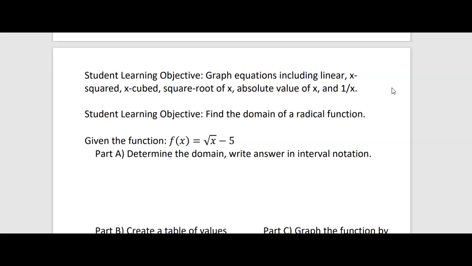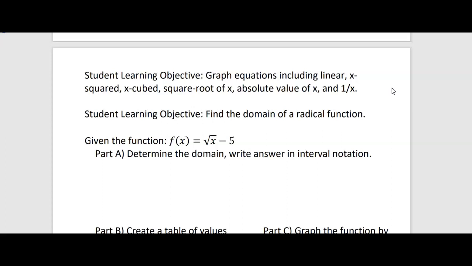So what's important is to recognize that the x is the part, the radicand, if you will, inside the radical. The 5 is not inside the radical. If it extended further, then we'd have to worry about the 5 as well. But this is just the x.